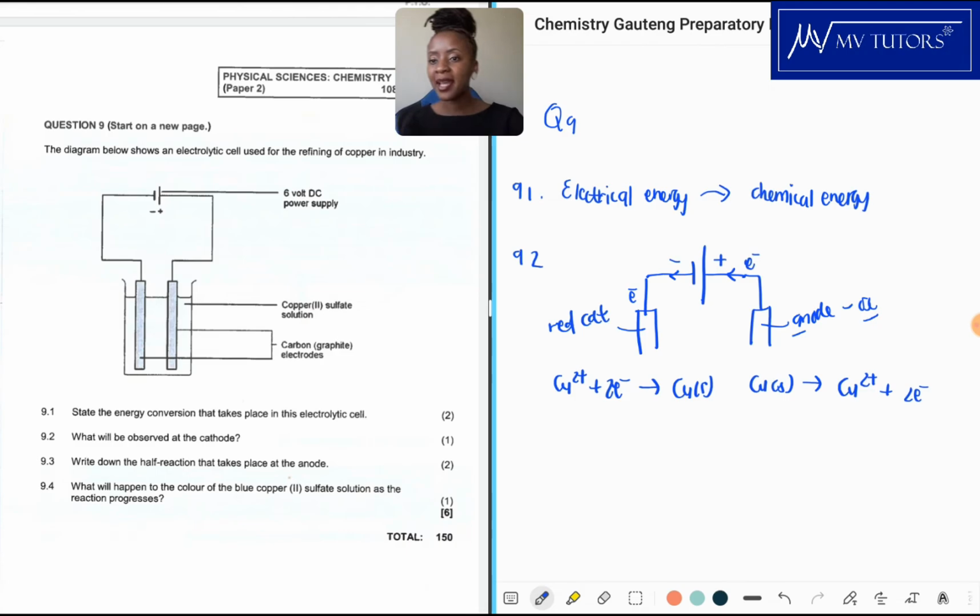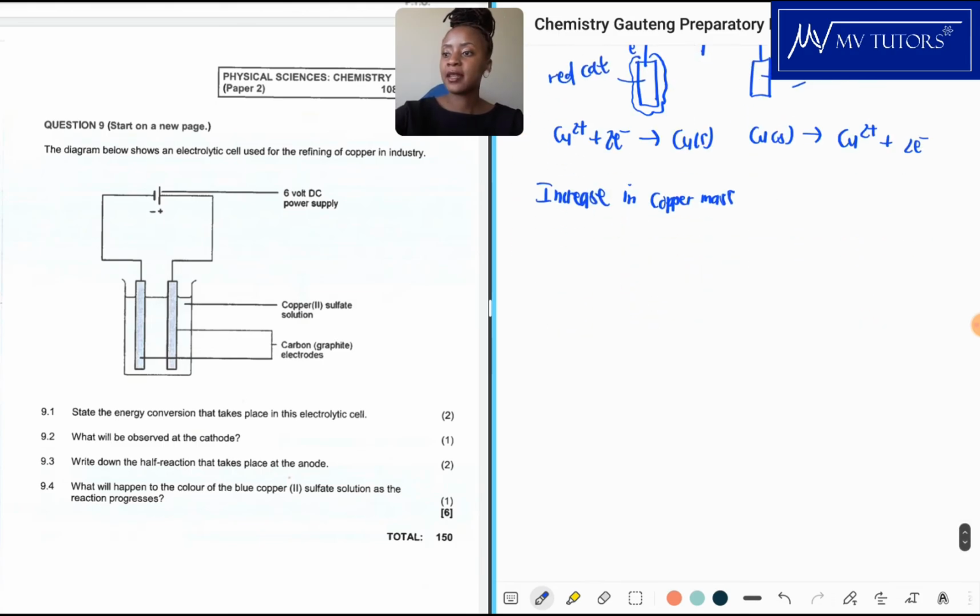So what will happen at the cathode? You will find that the copper starts surrounding the electrode there. At the cathode there'll be an increase in mass. I like saying it's gaining weight, gaining mass, while at the anode it's losing mass. So: increase in copper mass.